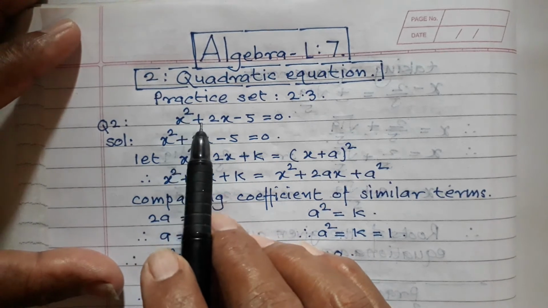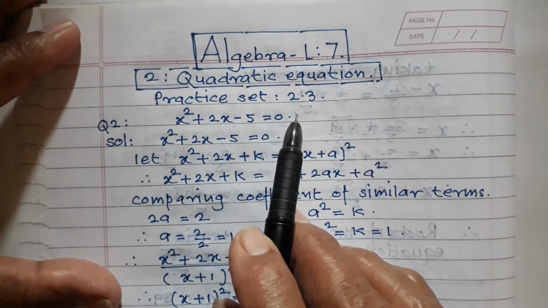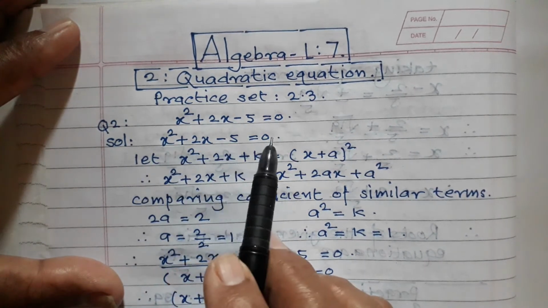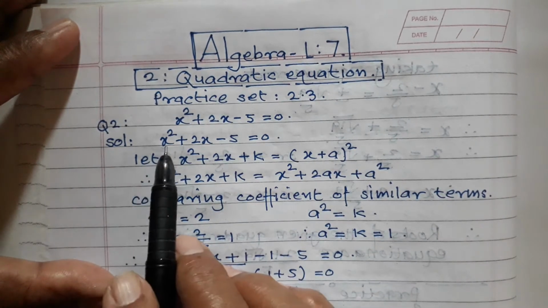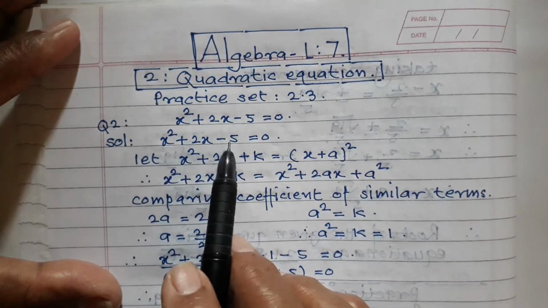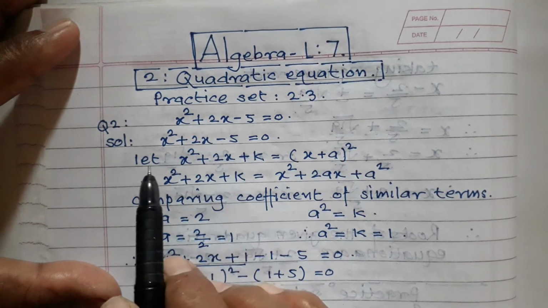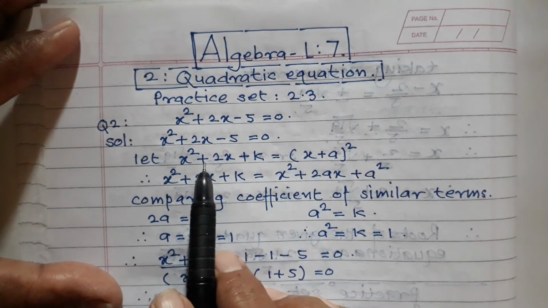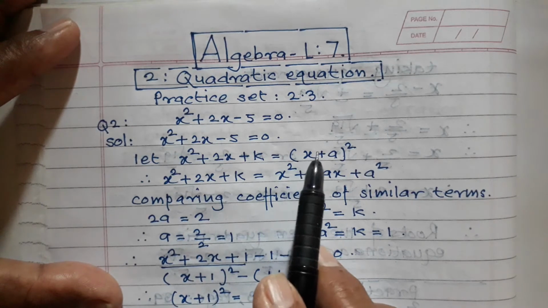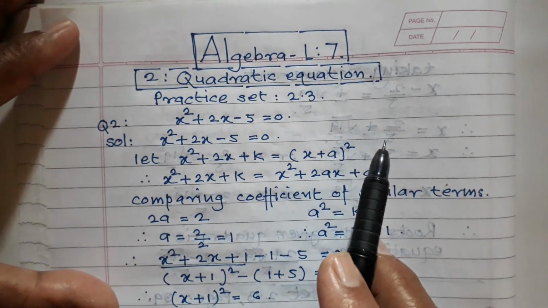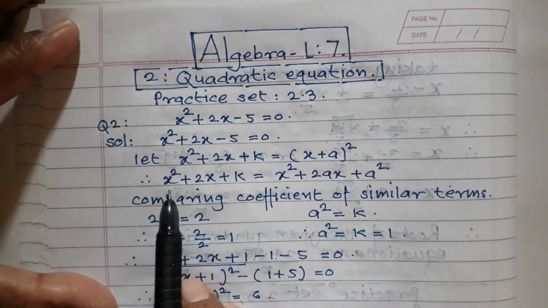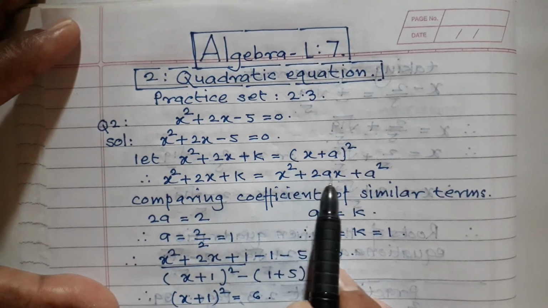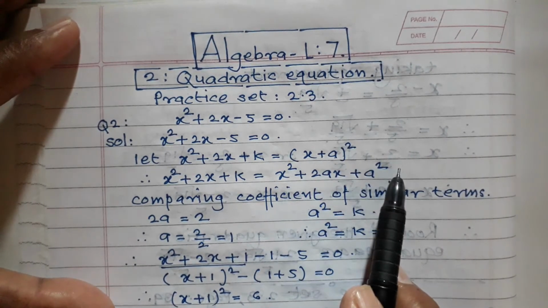Given equation x square plus 2x minus 5 is equal to 0. Solution: x square plus 2x minus 5 is equal to 0. Let x square plus 2x, for this 5 you write down k. x square plus 2x plus k is equal to, now here plus is there, therefore here you write down x plus a square. Then expand this, x square plus 2x plus k is equal to x square plus 2ax plus a square.